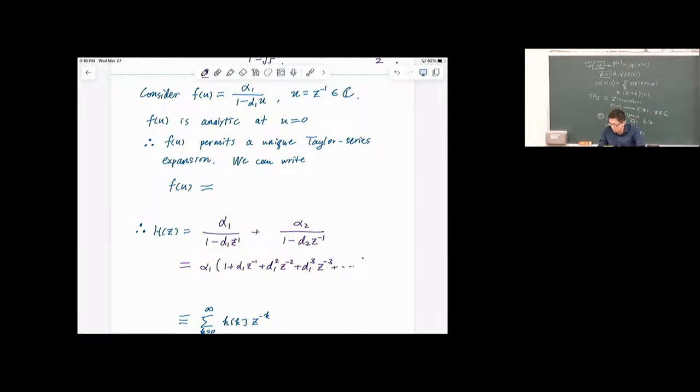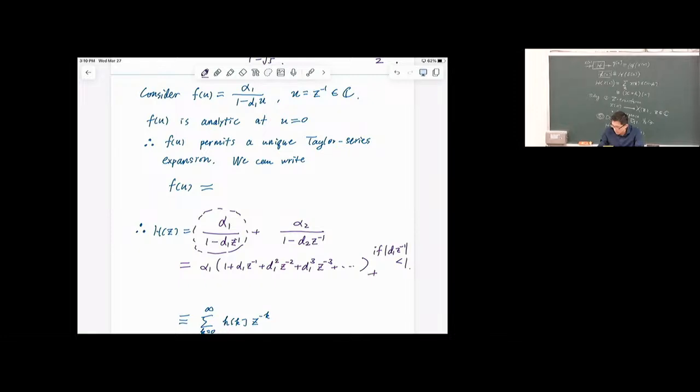Because in high school, we all learned that the summation of this geometric series has this expression if the common ratio is inside the unit circle, right? If the common ratio does not exceed 1. If the common ratio, D1 Z inverse, is smaller than 1, then the two expressions are equal, okay?